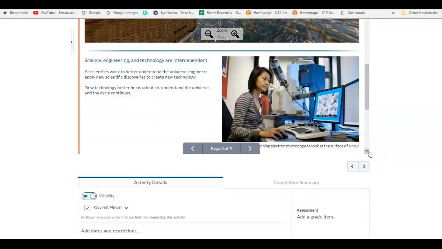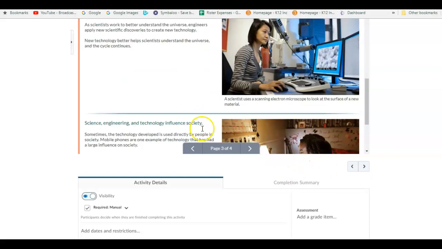Science, engineering, and technology are interdependent. Remember, this is going along with question number 5, which is asking how they are interdependent. As scientists work to better understand the universe, engineers apply new scientific discoveries to create new technology. New technology better helps scientists understand the universe, and the cycle continues. So you can see that means they are dependent on each other to keep evolving.